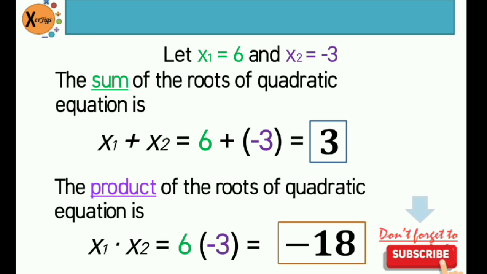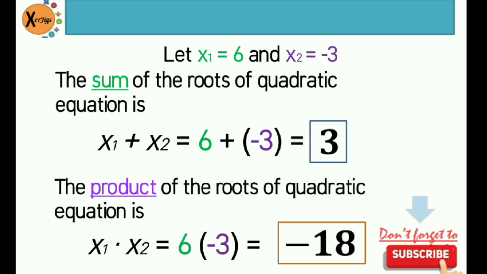How about the product of the roots? 6 times negative 3, that's negative 18. So earlier, our product of the roots is negative 18. So when we solve for the roots of the equation and do manual multiplying of these two roots, we have the same product.